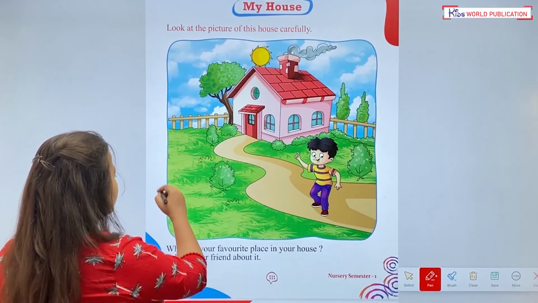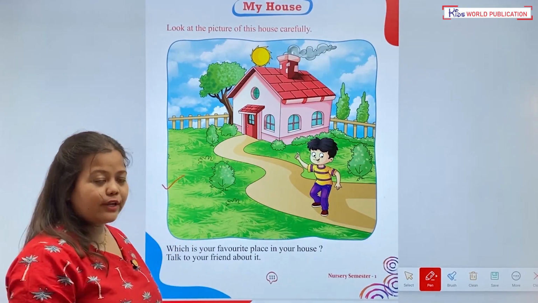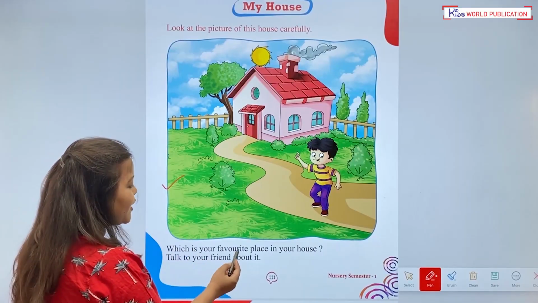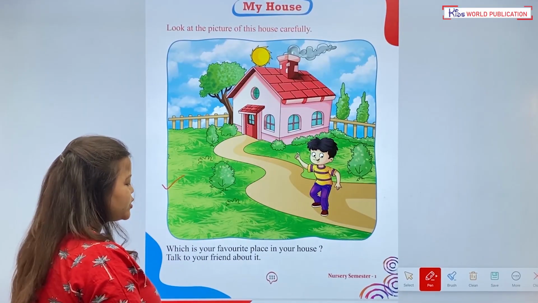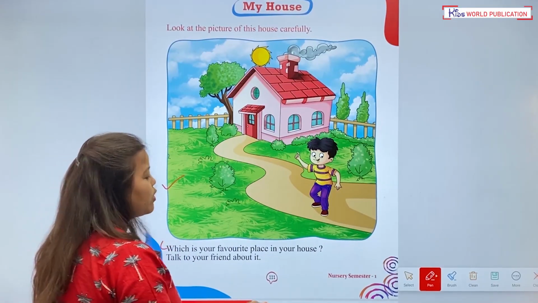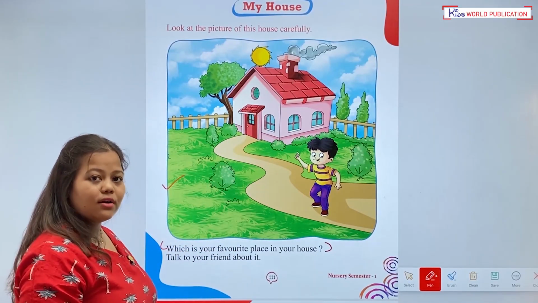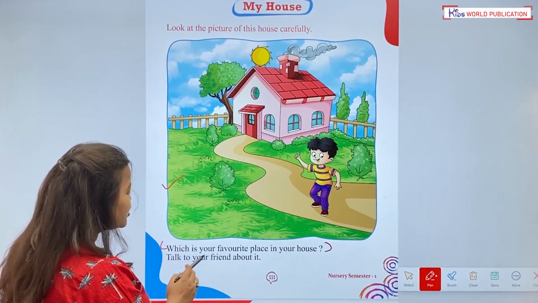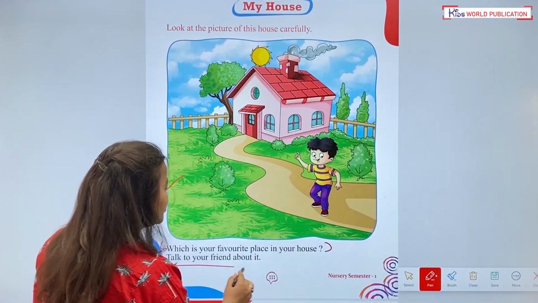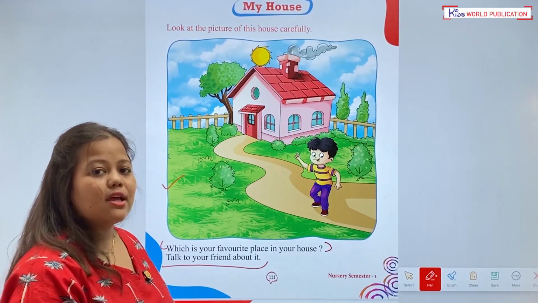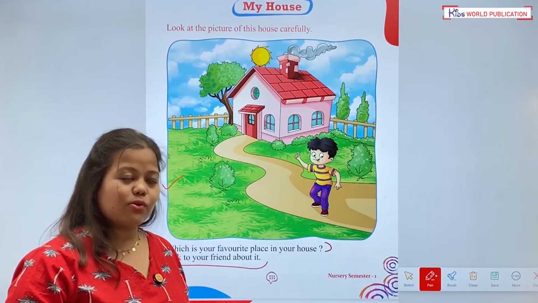So kids, you will see this picture carefully. Which is your favorite place in your house? So you will answer this question on your own and tell which is the favorite place in your house. Talk to your friends about it, and you will talk to your friends about your favorite place in the house.